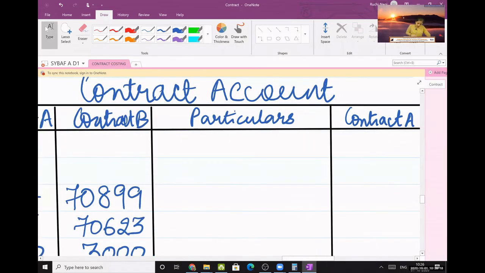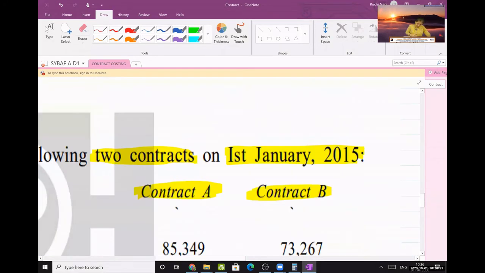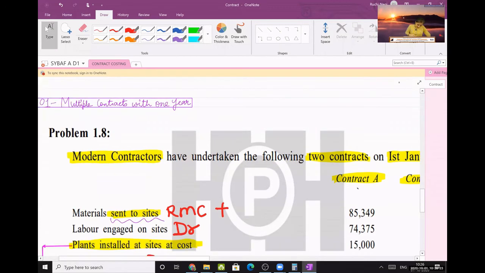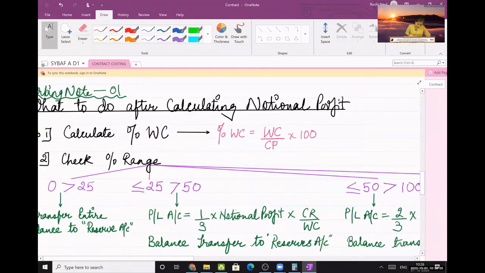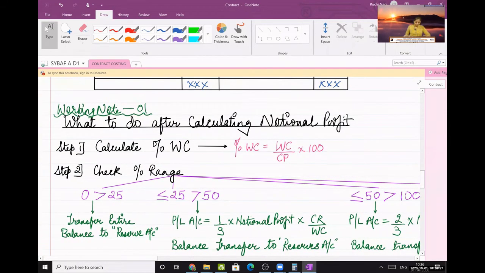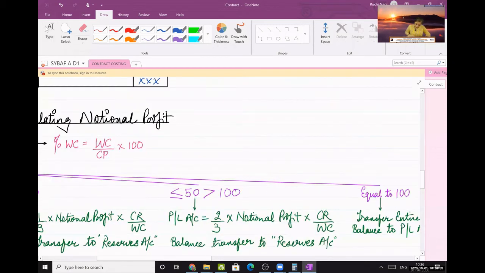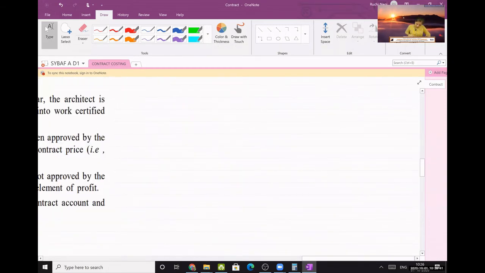I'll show you the steps and simultaneously we'll do it. Don't worry. Steps dikha ke hum karenge. Ye dekho. What to do after notional profit? So, pehla, calculate the percentage of work certified. What is the formula for that? Percentage of work certified is equal to work certified upon contract price into 100. Okay? So, chalo, let us do that.